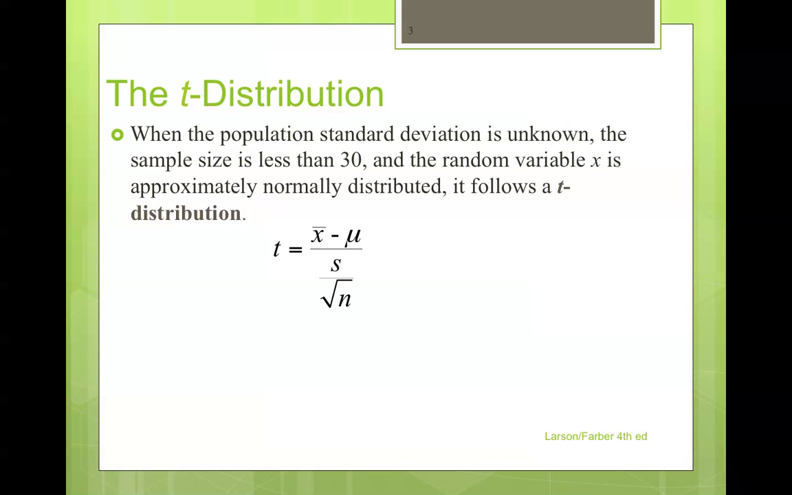So the t-distribution: when the population standard deviation is unknown, the sample size is less than 30, and the random variable x is approximately normally distributed, it follows a t-distribution. The critical values of t are denoted by tc. Now you can use a table or Excel to find tc.